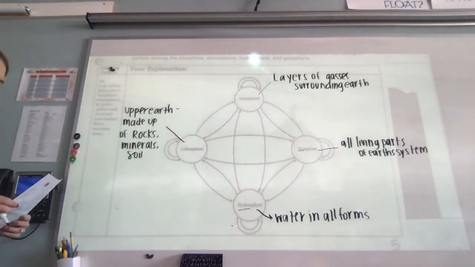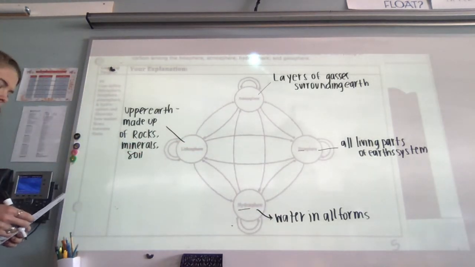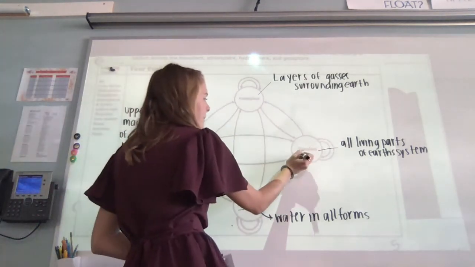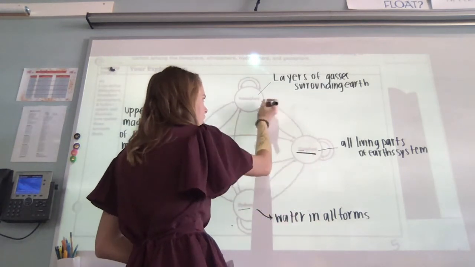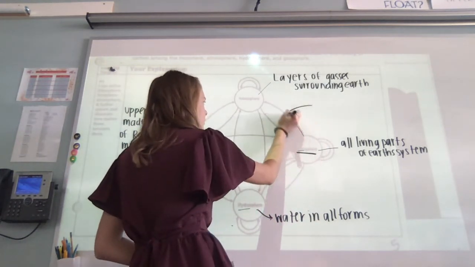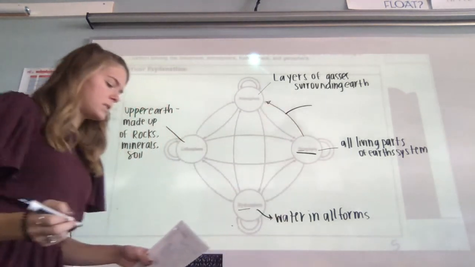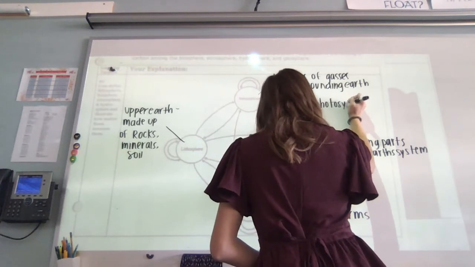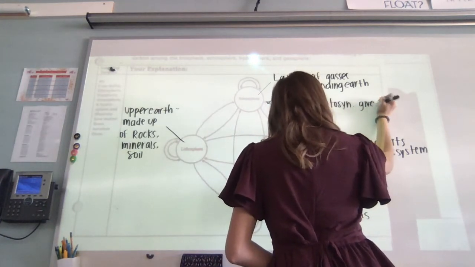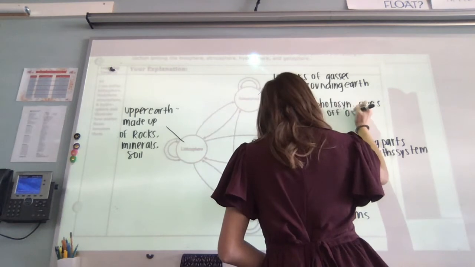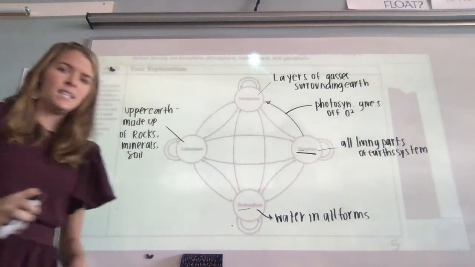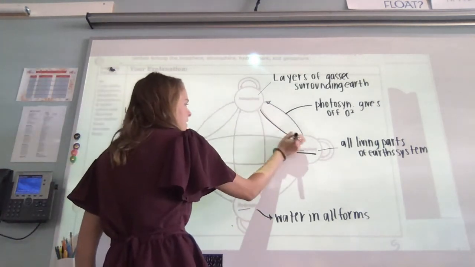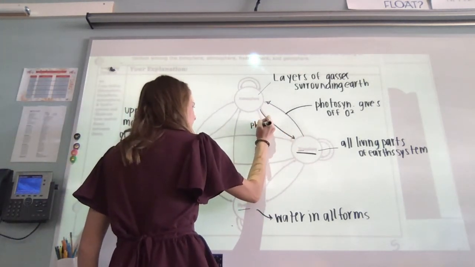So let's first start with atmosphere and biosphere. So think about photosynthesis. It gives off O2. So we're taking biosphere, and our plants are giving off O2 in the atmosphere. So here we have an arrow pointing this way. Okay, so that's the biosphere giving back to the atmosphere. However, if we go in the other direction, we can again use photosynthesis and say photosynthesis takes in CO2.